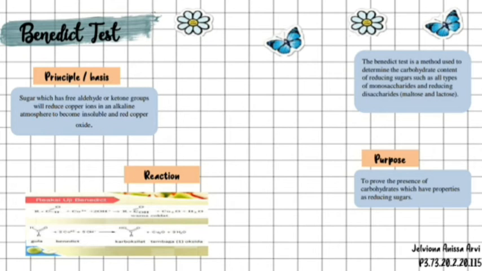The Benedict test is a method used to determine the carbohydrate content of reducing sugar, such as all types of monosaccharide and reducing disaccharide, like maltose and lactose. The purpose of this test is to prove the presence of carbohydrate which has the property of a reducing sugar. The principle of this test is the sugar which has a free aldehyde or ketone group will reduce copper ions in an alkaline atmosphere to become insoluble red copper oxide. As you can see in the picture below, this is the reaction of the Benedict test.